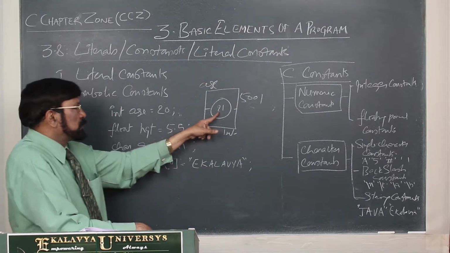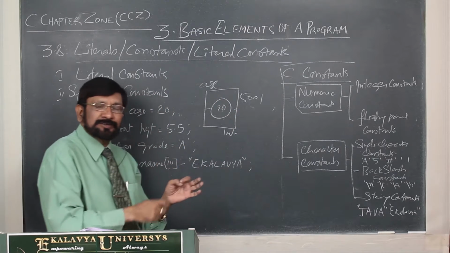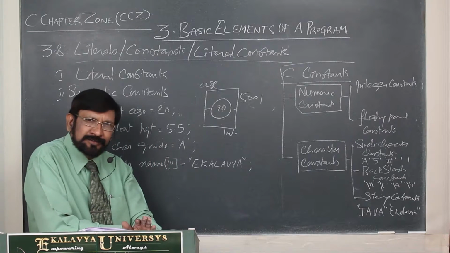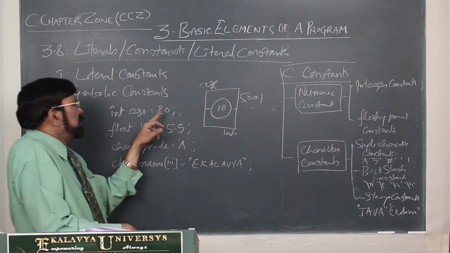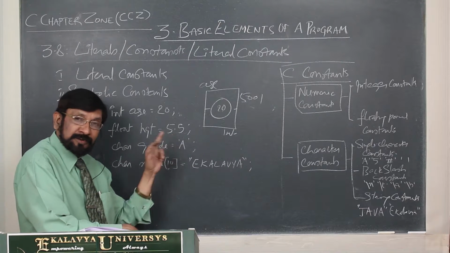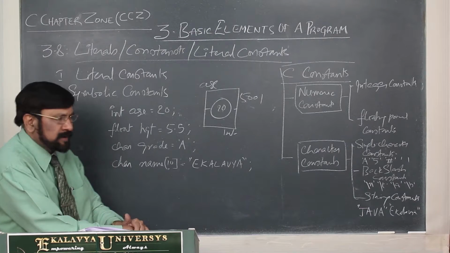Here what are we storing? We are always storing constants, literal constants. Literal constants are replaced by another literal constant. That you have to understand. Here this is the integer constant, this is the floating point constant. 5.5 means 5.5. It is a fixed value. It is a literal constant.